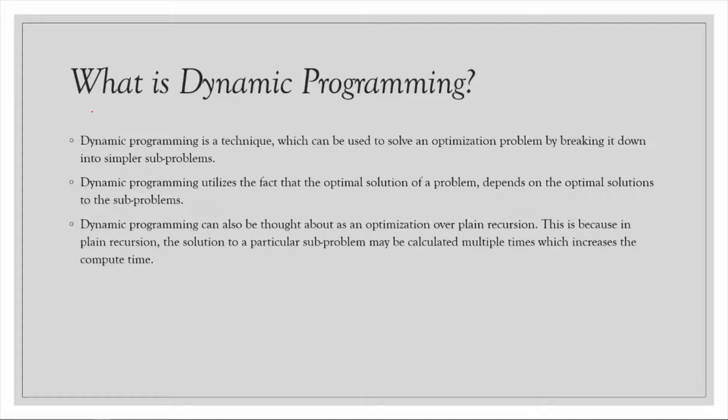Dynamic programming is a technique which can be used to solve an optimization problem by breaking it down into simpler subproblems. It uses the fact that the optimal solution of the problem depends on the optimal solution of its subproblems. It can also be thought about as an optimization over plain recursion. Why? This is because in plain recursion, the solution to a particular subproblem may be calculated multiple times, which increases the compute time. Let us look at this problem visually.